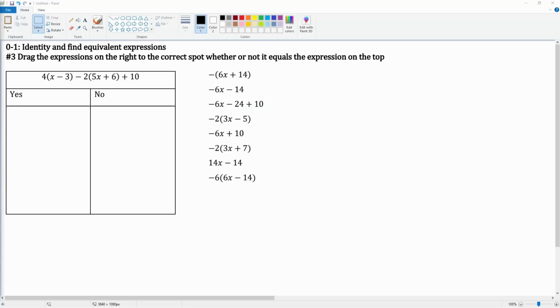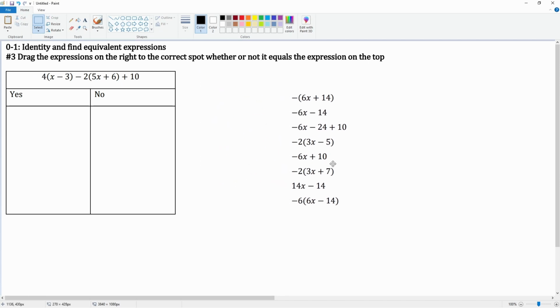Identify and find equivalent expressions. Number 3 asks us to drag the expression on the right to the correct spot, whether it is equal to the expression on the top. So it's looking for equivalent expressions. The expression we're going to simplify is the one on top.